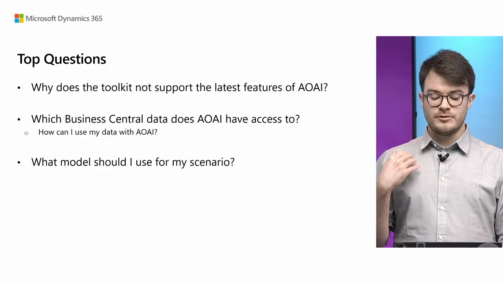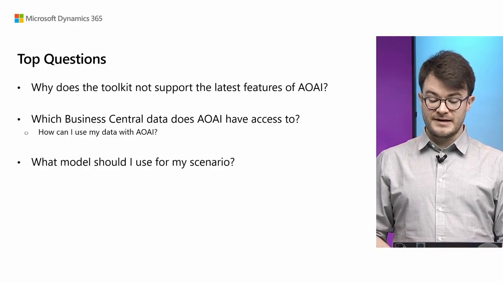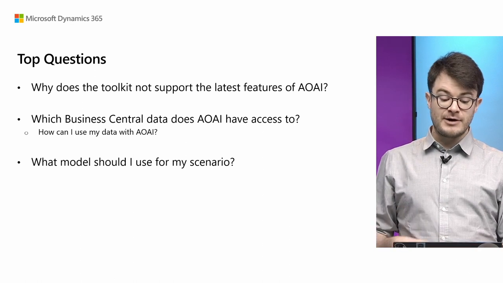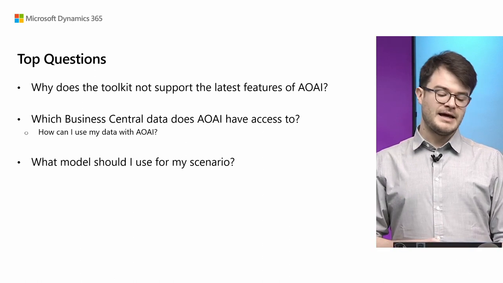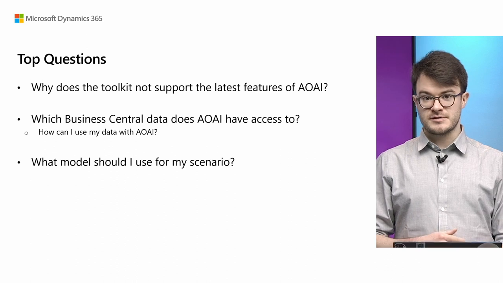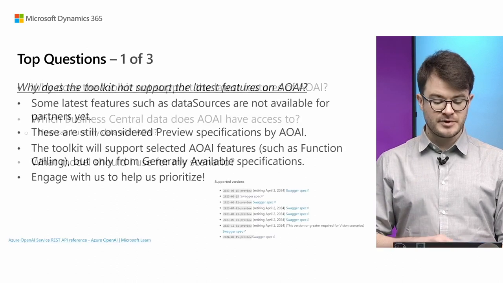Let's start with the top questions. So why does the toolkit not support the latest features of Azure OpenAI? I will answer these in a second. Then, which Business Central data does Azure OpenAI have access to? And then, linked to this, how can I use my data with Azure OpenAI? And then, last question, what model should I use for my scenario? Let's start with the first one.